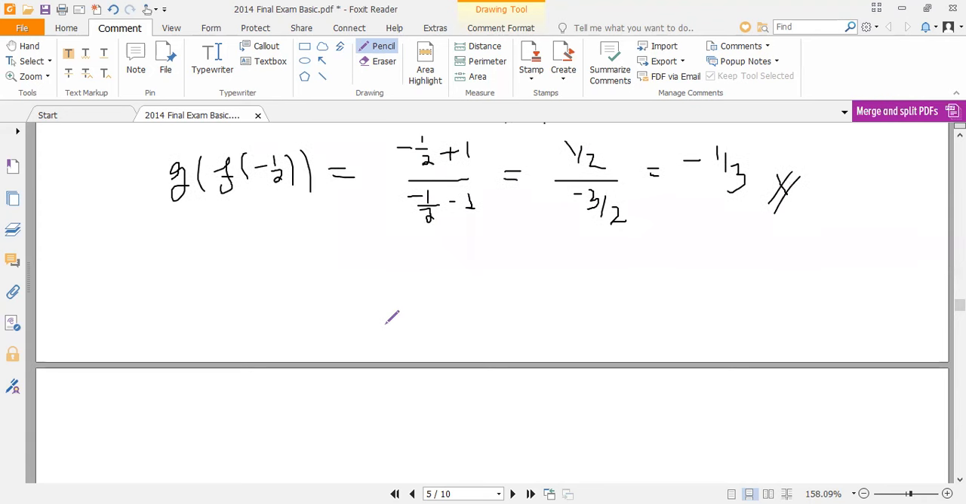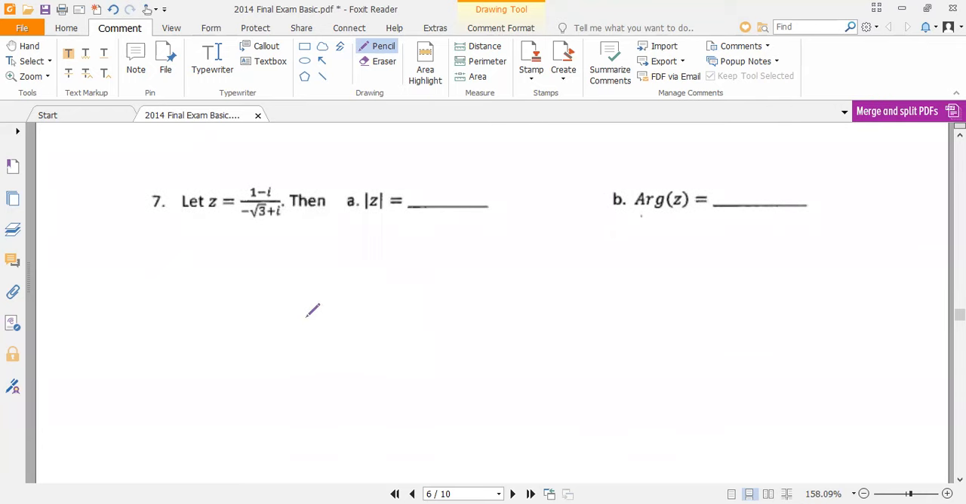The other one is: let z be given as 1 minus i over minus radical 3 plus i. Then what is the modulus of z and the argument of z? So now let's see this one. z is given as z1 over z2.